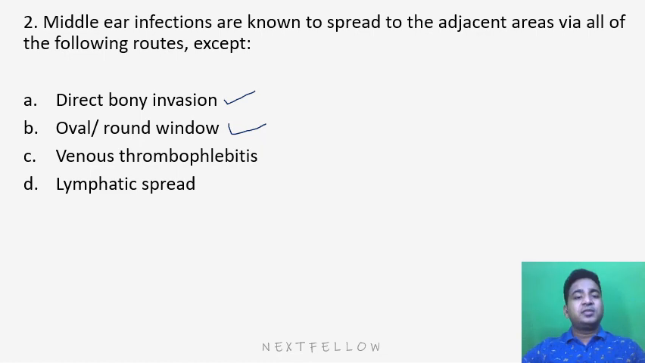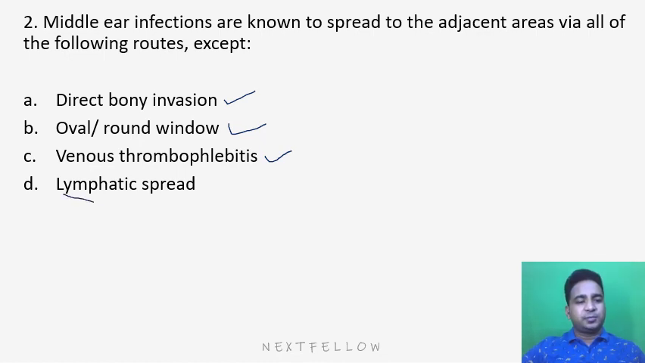Then comes venous thrombophlebitis. Yes, we have all read about sigmoid sinus thrombophlebitis. Through the emissary vein, these infections or thrombus clots may spread to the sinuses. So again, this is a route for infection.